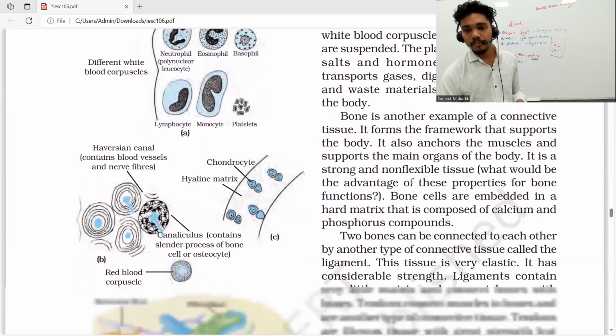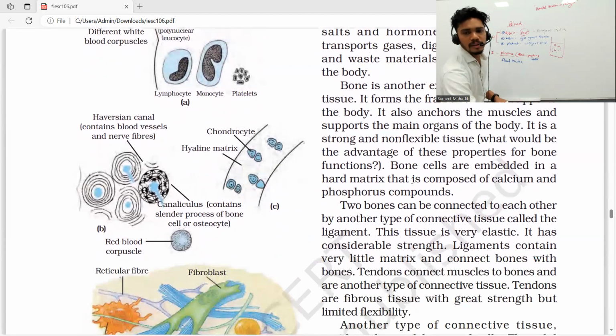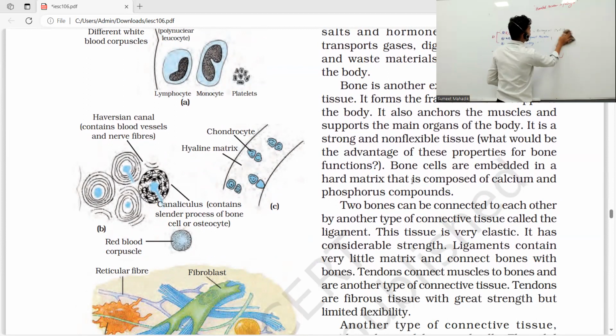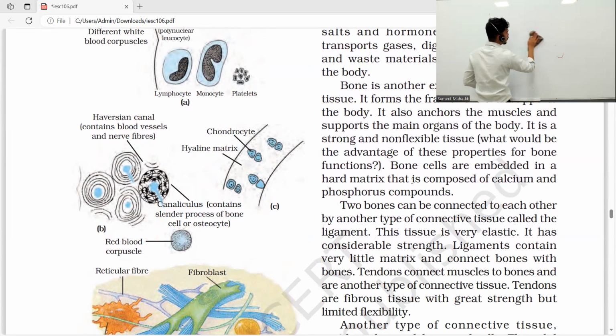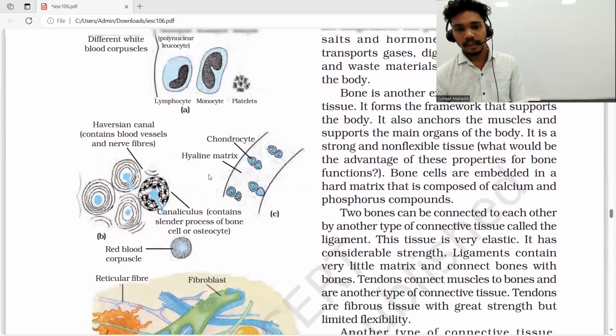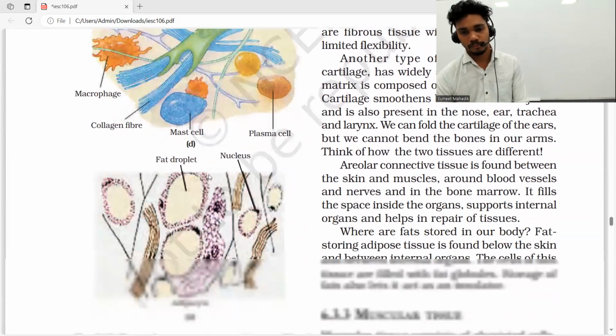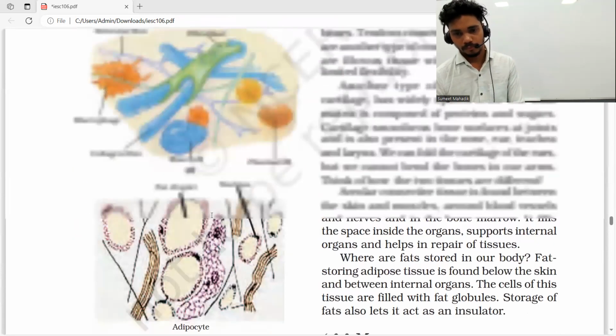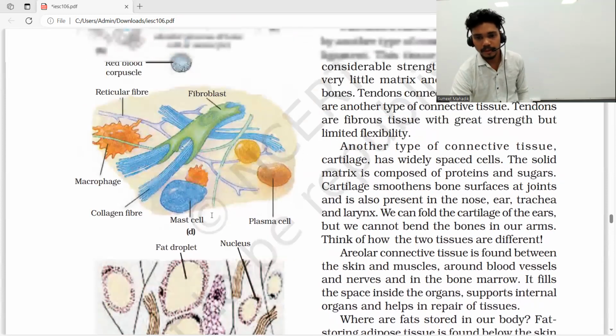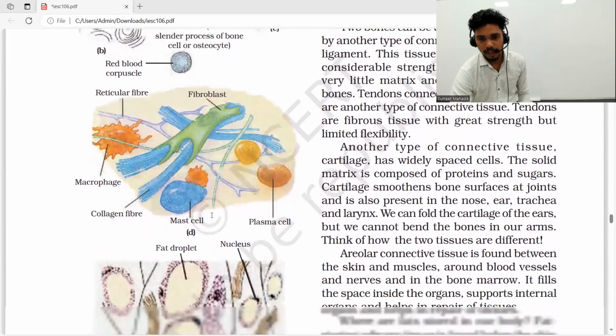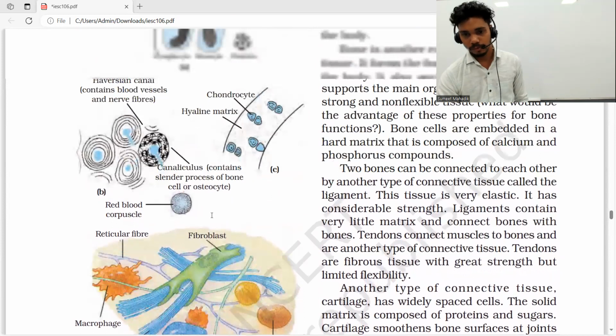Bone is another example of connective tissue. How can you say bone is a connective tissue? Can anybody tell me how the bone is a connective tissue? Tell me. Can you see the diagram? Yes, this question can be asked. Why is bone called a connective tissue?